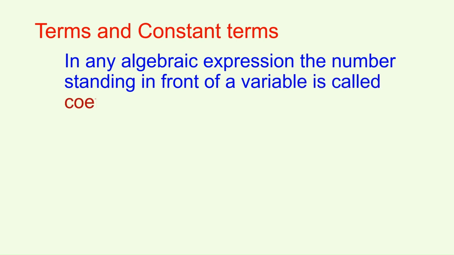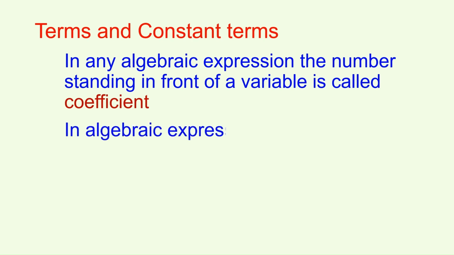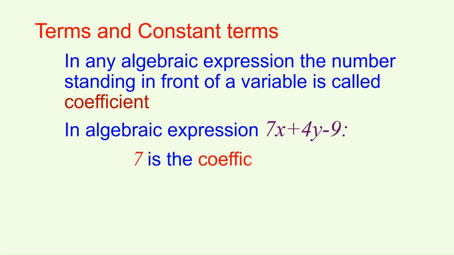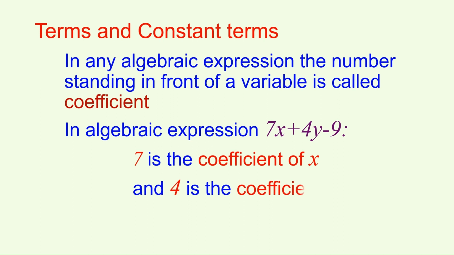In any algebraic expression, the number standing in front of a variable is called the coefficient. In the algebraic expression 7x plus 4y minus 9, 7 is the coefficient of x, and 4 is the coefficient of y.